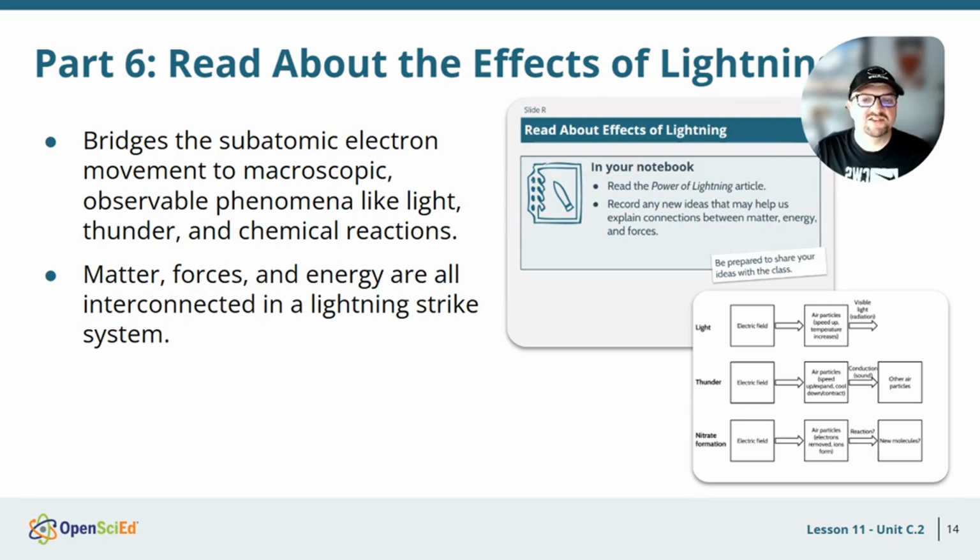For part 6, students read the Power of Lightning article and track the connections between matter, forces, and energy. This activity bridges the subatomic electron movement they just modeled back to the macroscopic, observable phenomenon like the flash of light and thunder.